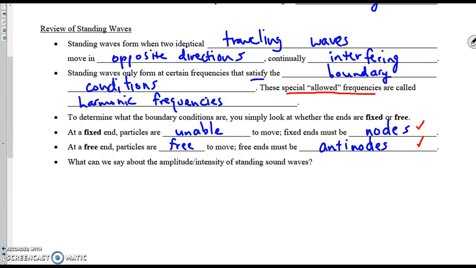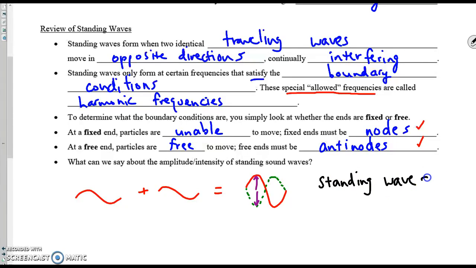Because standing waves are formed when two traveling waves overlap and interfere, what we get is a wave with a bigger amplitude, and it oscillates between that shape and this shape. But we can still see there's a giant amplitude, twice as big as before. So standing waves have high intensity because they have big amplitudes.